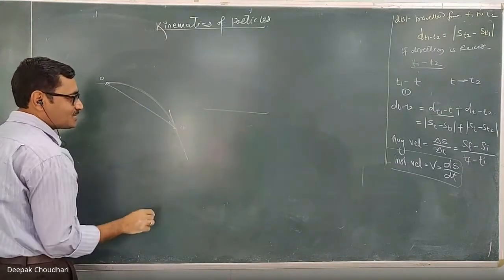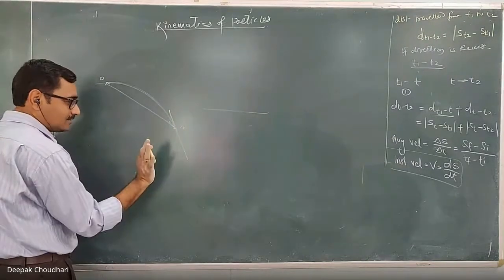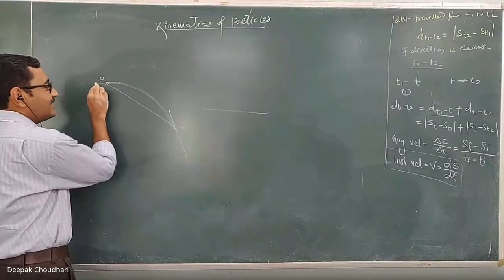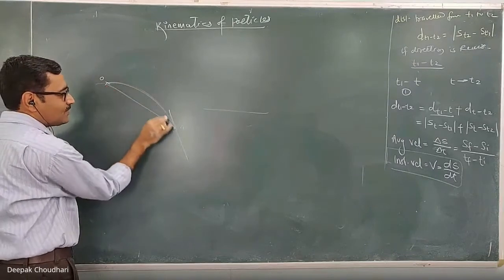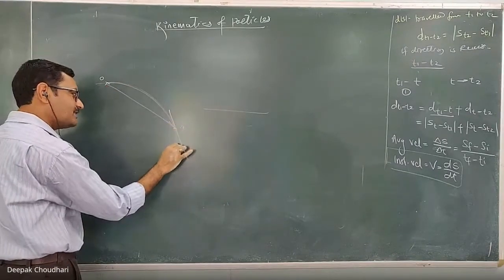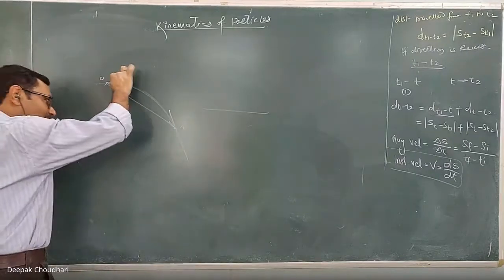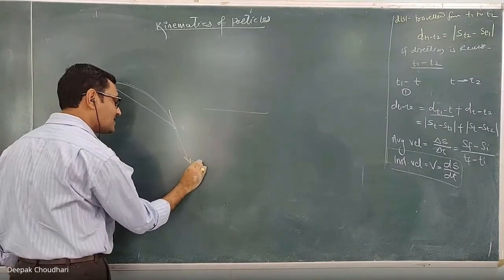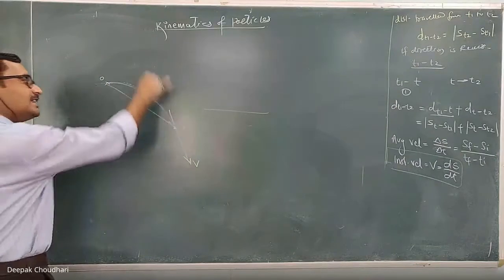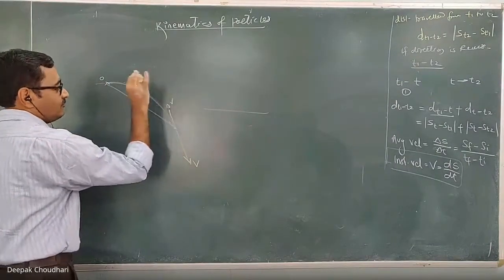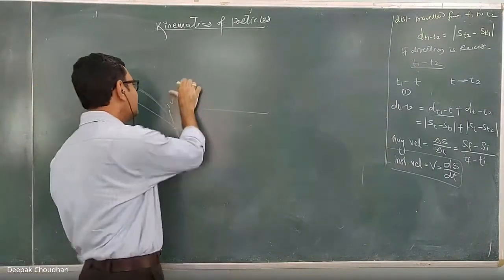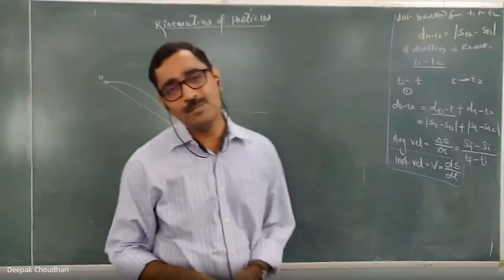Actually it is in the direction of the change in displacement vector, but आपको इतना ही याद रखने का है कि the direction of the velocity vector is tangential to the path but consistent with the direction of motion. If this particle is moving downward, then the velocity vector is downward. If the particle is moving upward, the velocity vector will be upward. So it is tangential to the path and consistent with the direction of motion.